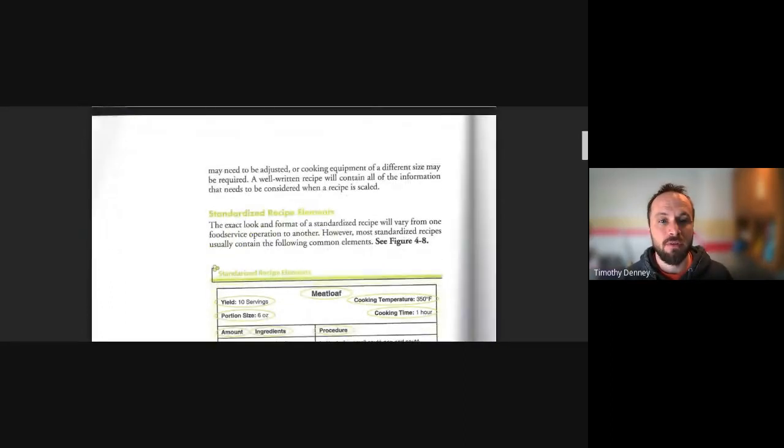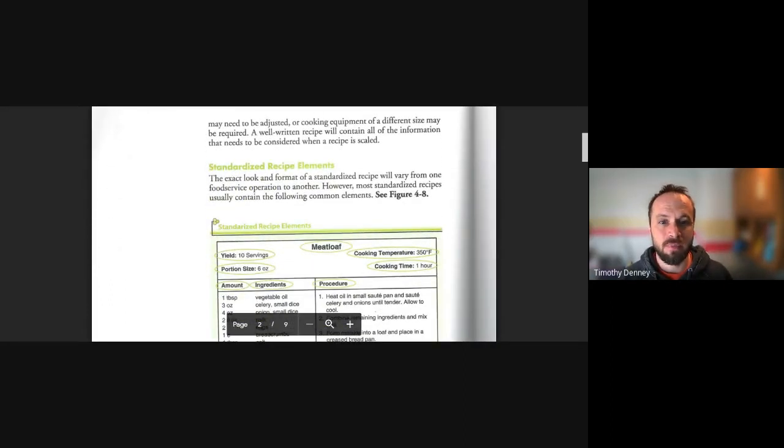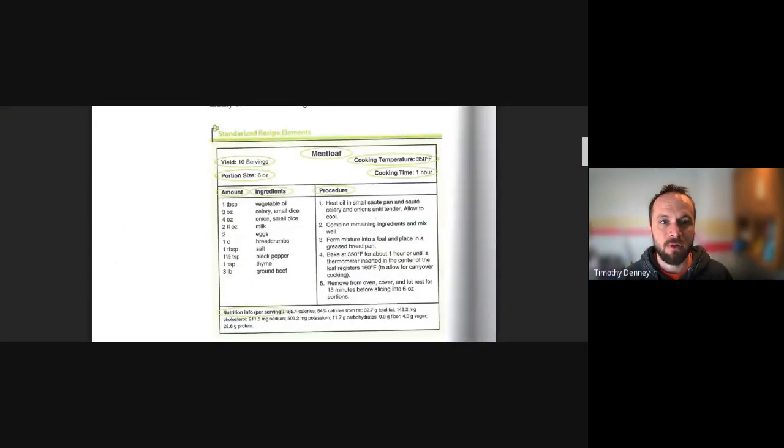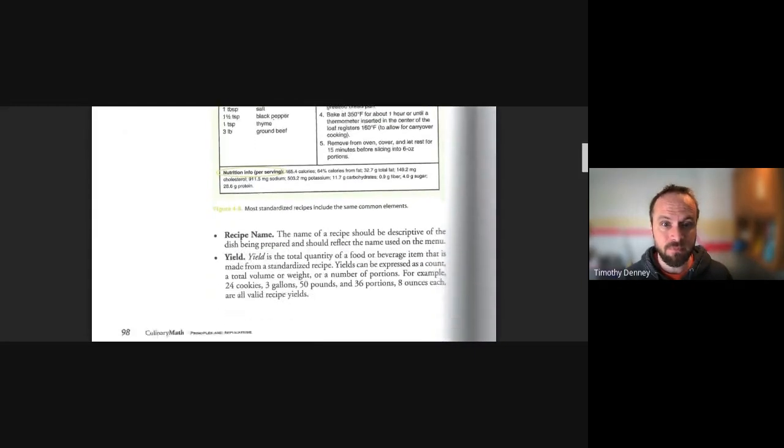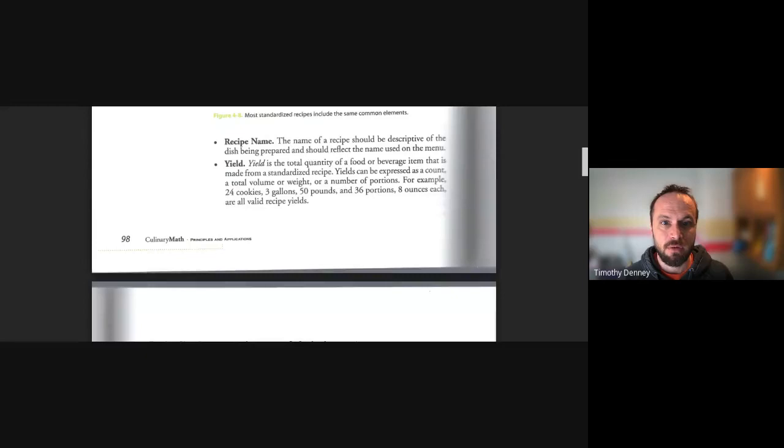We're not going to go over this. I assume you probably know this already. Just to point out, the yield is something that's important that we're looking for. Sometimes portion size helps us calculate the yield, if the yield isn't given directly. But yield is important. That's how much total food or beverage the recipe will produce. And here it is, the total quantity of food or beverage that is made from a standardized recipe.